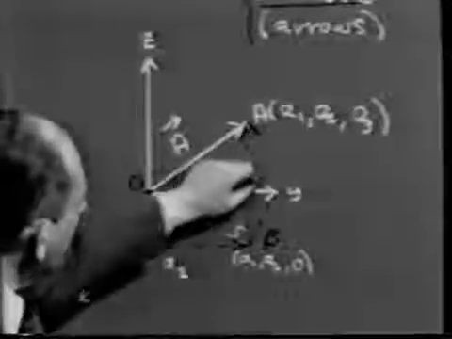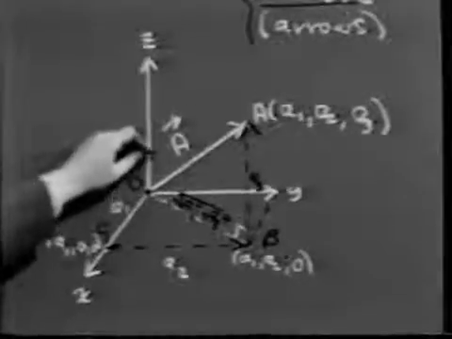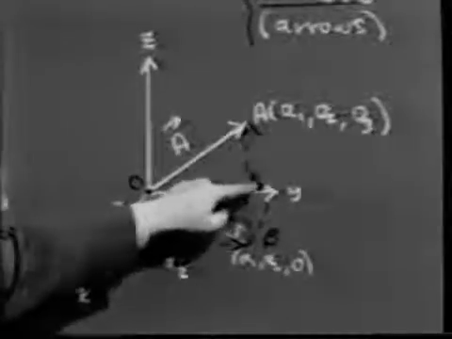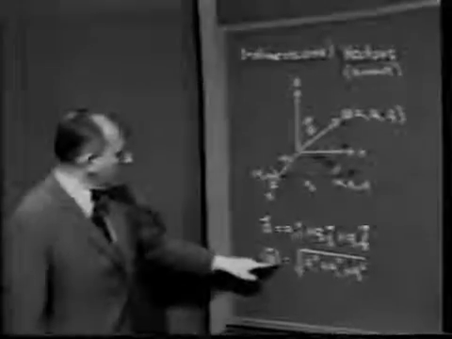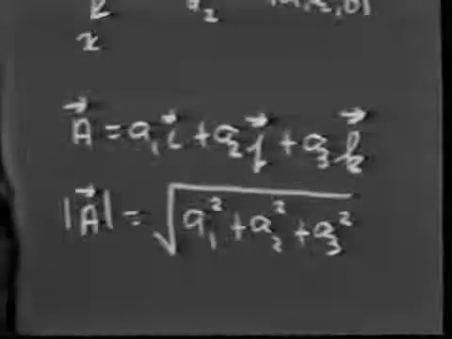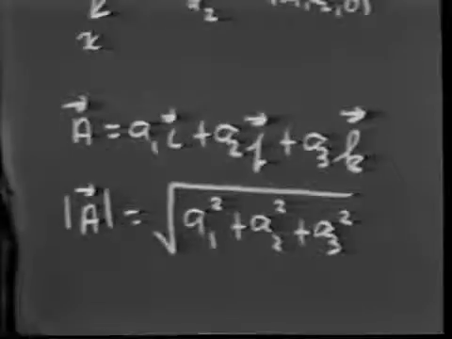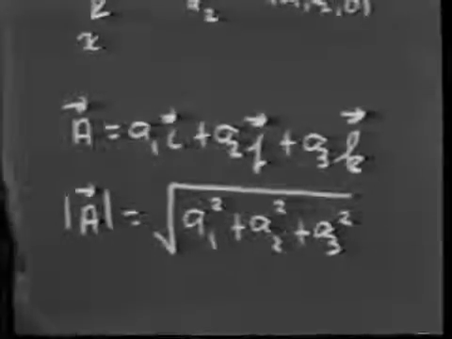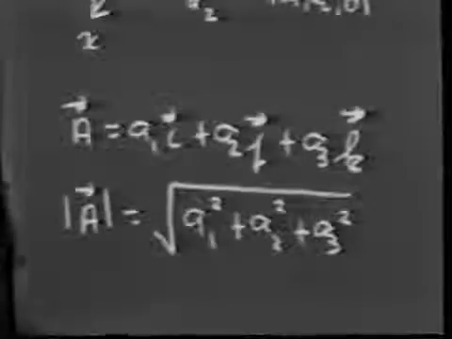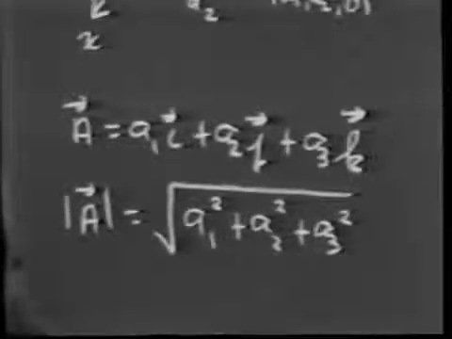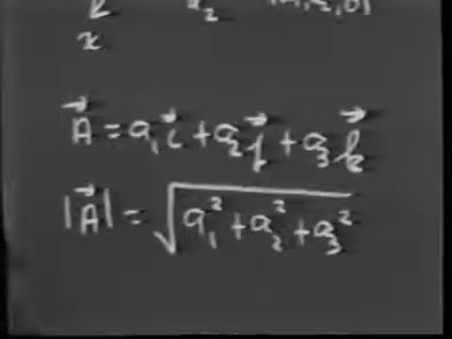And therefore, by the Pythagorean theorem, the square of the magnitude of A is this squared plus this squared. In other words, the magnitude of A is the square root of A1 squared plus A2 squared plus A3 squared. In other words, in Cartesian coordinates, to find the magnitude of a vector, you need only take the positive square root of the sum of the squares of the components. It's the regular distance formula, the Pythagorean theorem.